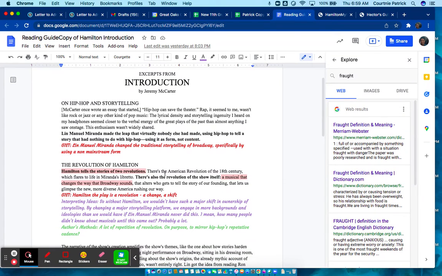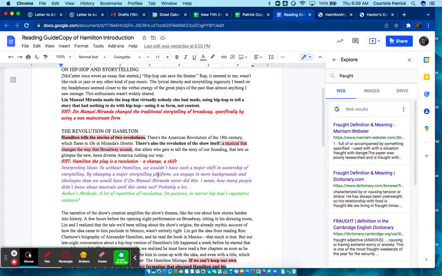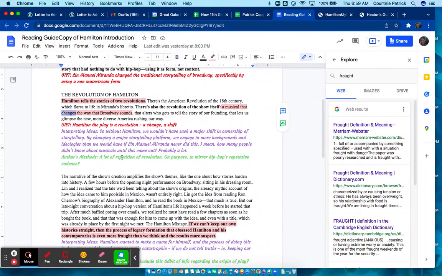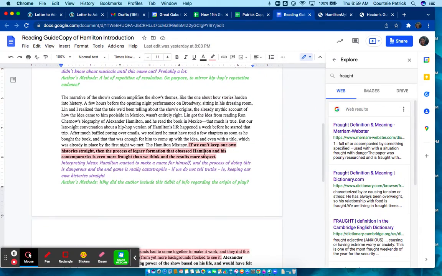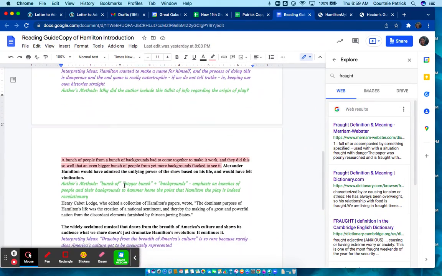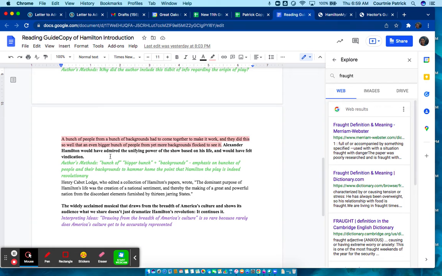I also, anything that I thought was a significant moment, I decided to highlight in red, especially from the conversation we had. We always discussed revolutions, the changes. See how me and Miss Brown bolded the same thing. Down here, we differed. She bolded that Hamilton would have admired the unifying power from the show, but I think the significant moment is that a bunch of people from a bunch of backgrounds made it possible for an even bigger bunch of people from even more backgrounds to come see something that was typically very elite.